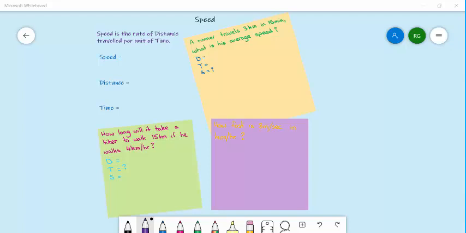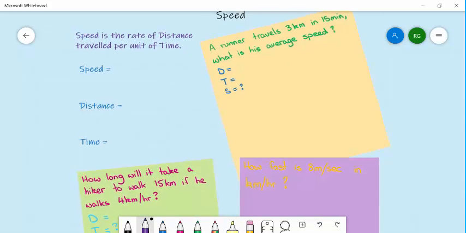So there's a few key formulas to work this out. And I'm going to write them down, and I suggest you write these down. The first one is speed. So the speed is distance divided by time.